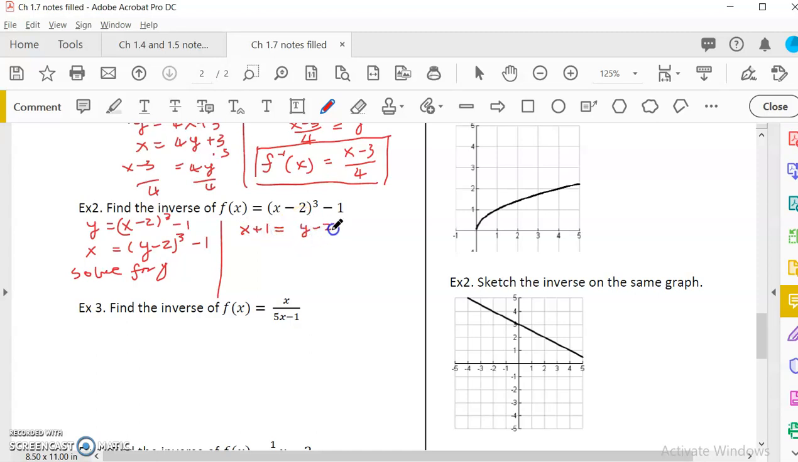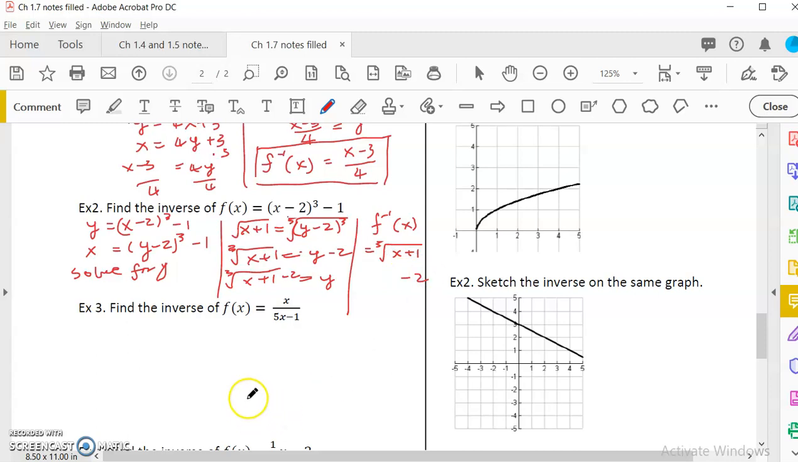So I have y minus 2 cubed. How do I get rid of the cube so that I can free the y? I do the cube root, right? So this is the cube root of x plus 1. If I do the cube root on this side, this and this would cancel, so I would have y minus 2. And finally, I add 2 on both sides, so the function is the cube root of x plus 1, and then outside, minus 2. So I write it back in inverse notation. The inverse function is equal to the cube root of x plus 1 minus 2.